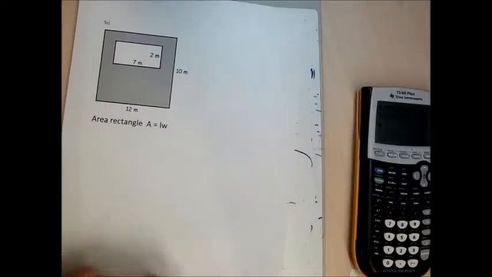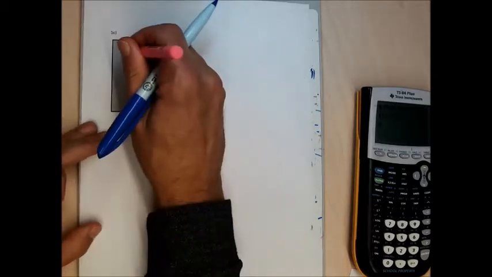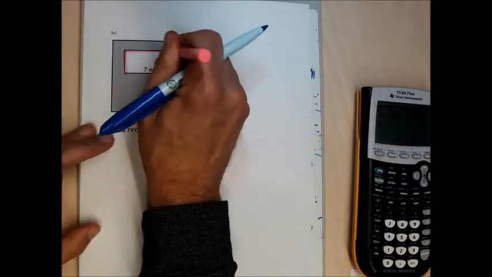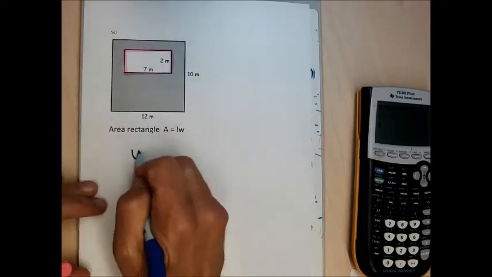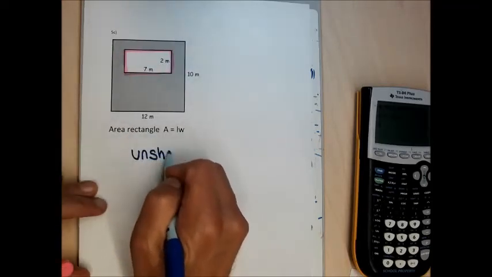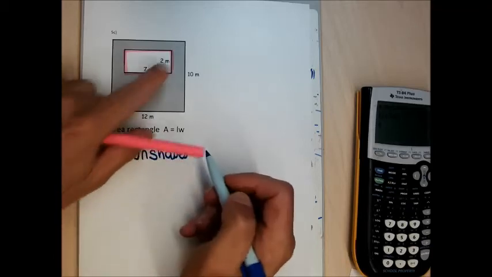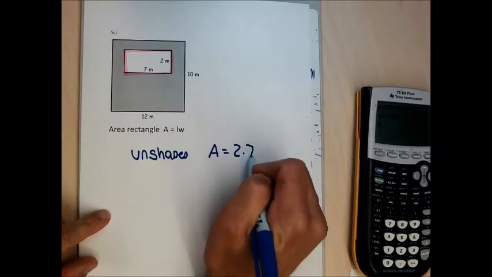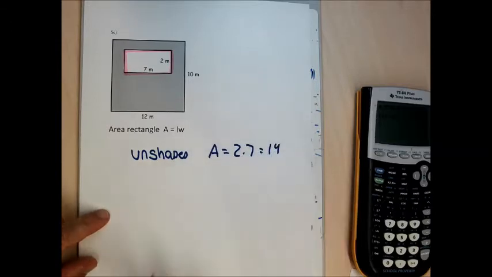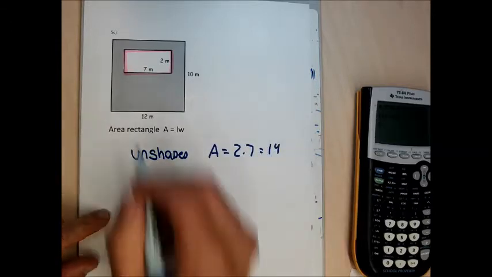Two more shaded areas. I think I got crazy with these. First thing in problem 5c, I'm going to find the area of the unshaded part, which is that rectangle. And that's an easy area. That's just a baby rectangle. I just multiply the length times the width. It's got to be 2 times 7. The unshaded part has an area of 14.